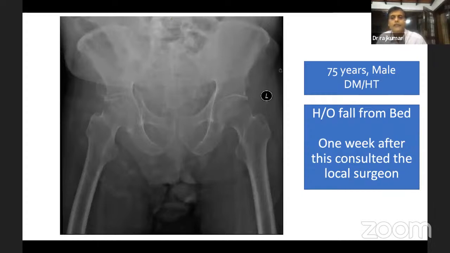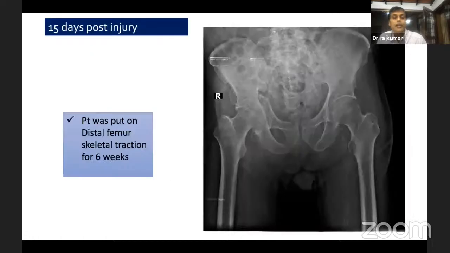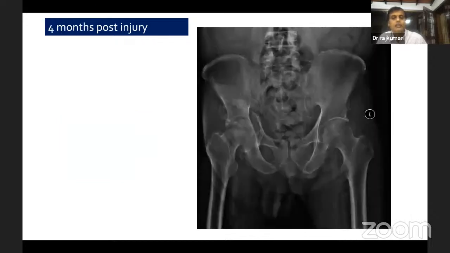The next case, a 75-year-old male, history of fall from bed. 1 week after this, he consulted the local surgeon. Local surgeon did some blood parameters, how to manage. The patient already had an acetabulum fracture. 15 days post-injury, he was put on a distal femur traction by the surgeon there. So this patient was in bed with the traction for 6 weeks. And this is how it is.